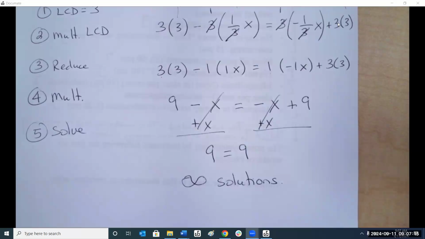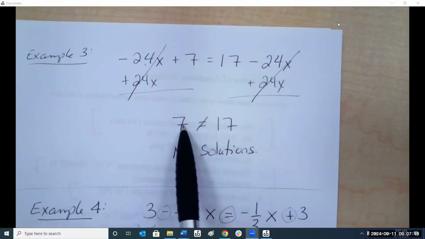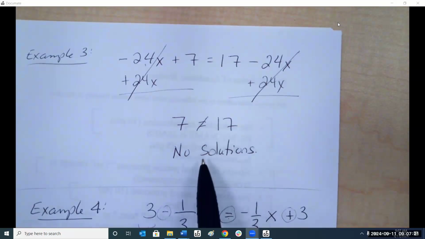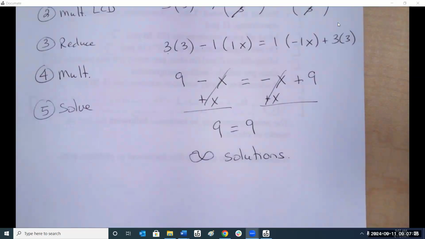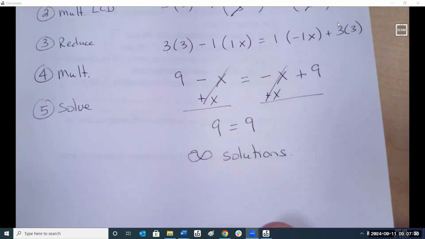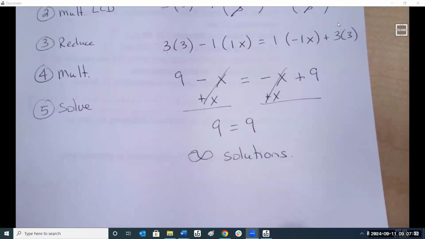So if all the variables disappear, only 2 situations can happen. Either the numbers are not equal to each other and you have no solutions, or they're equal and you have infinite solutions. Any questions so far? All right, let's look at example 5.